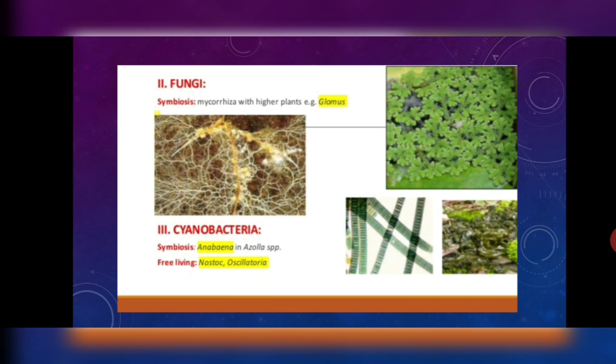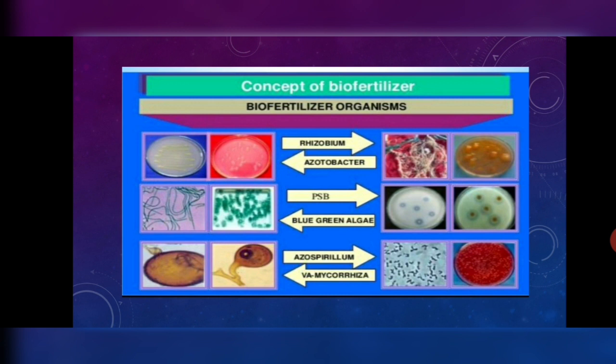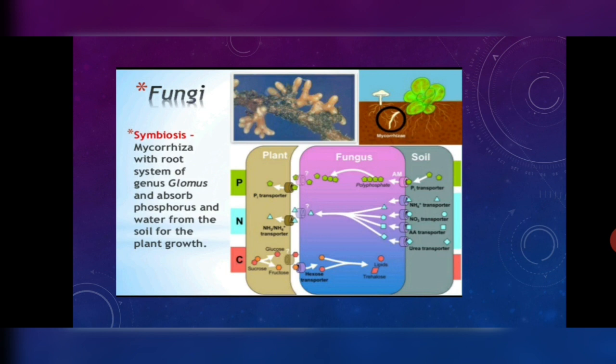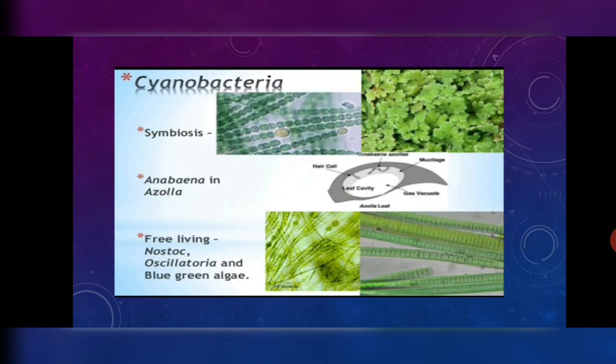Now, the concept of biofertilizers: see, Rhizobium, Azotobacter or blue-green algae, all of them help in enriching the soil by certain elements like nitrogen fixation. Fine. Mycorrhiza with the root system of genus Glomus absorbs phosphorus and water. So these are not directly absorbed from the soil, but the fungus will absorb them and give them to the plant, because the fungal filament is one cell thick and it can penetrate deep into the soil, as you can see in the diagram. Cyanobacteria as well, by symbiosis, trap all the sunlight and help.